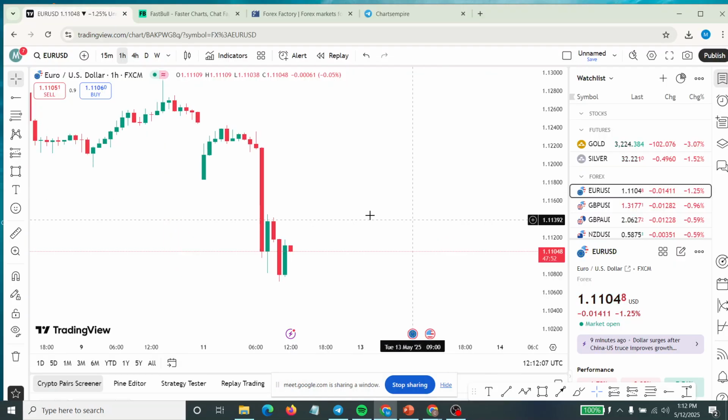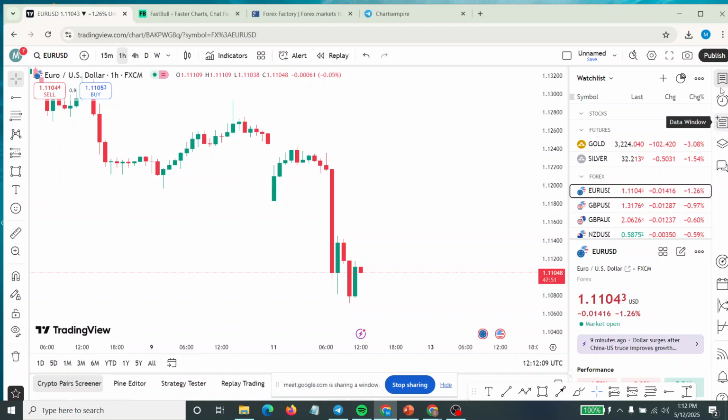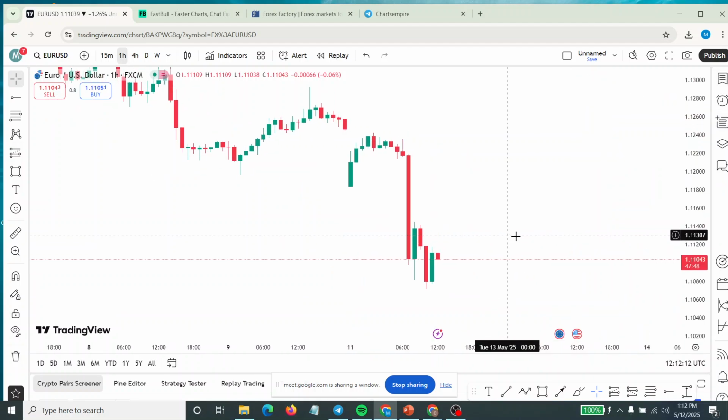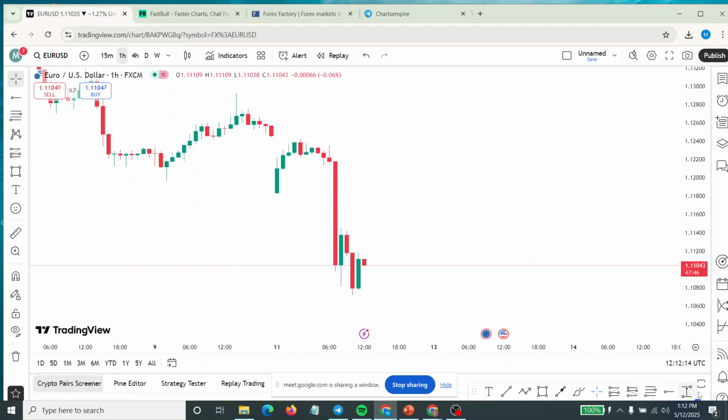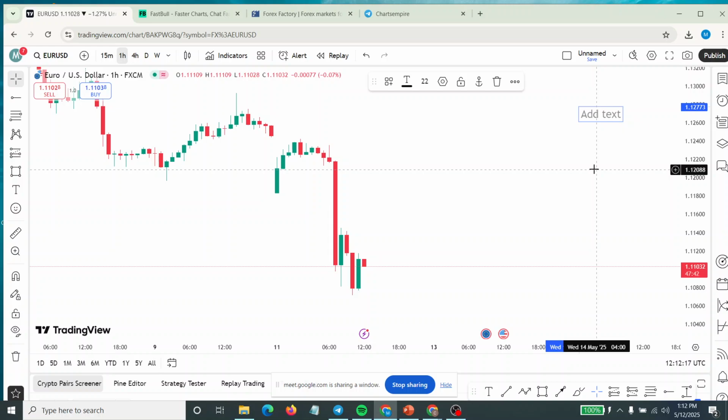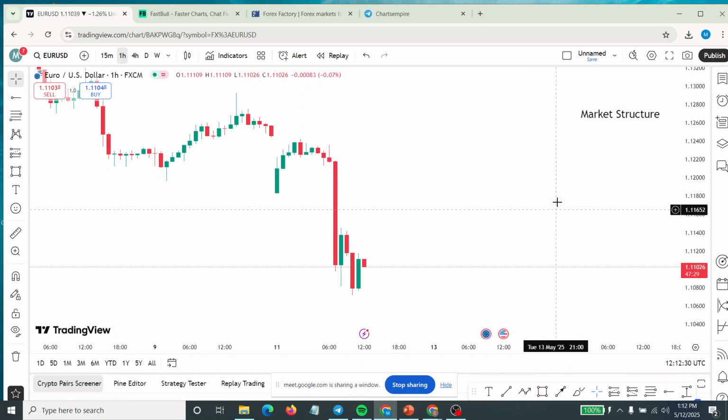So in the last class, the topic we are still on is market structure, right? Yes, we covered this market structure. Okay, we will still continue to look at the structures.